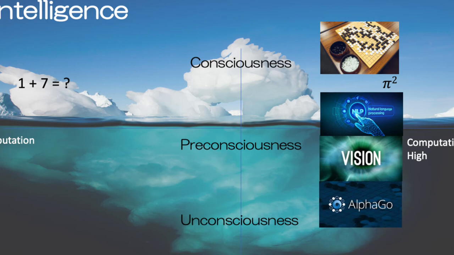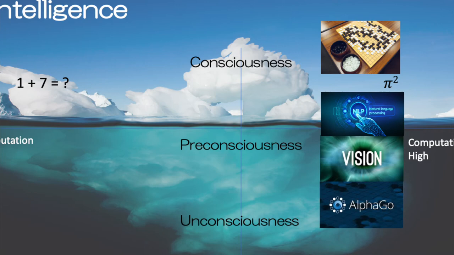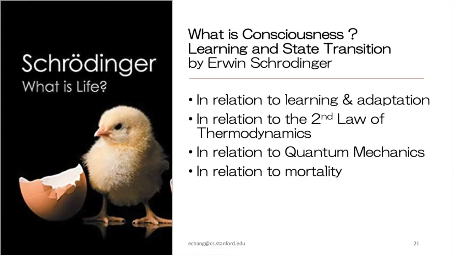So these are just some examples. And now we come here to look at Schrodinger's point of view, a look at consciousness in relation to learning and adaptation.